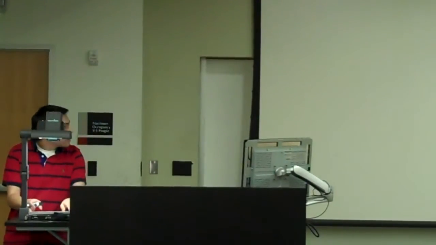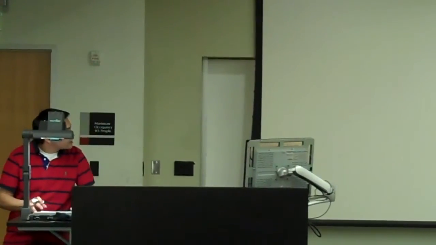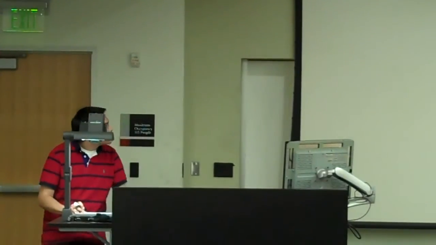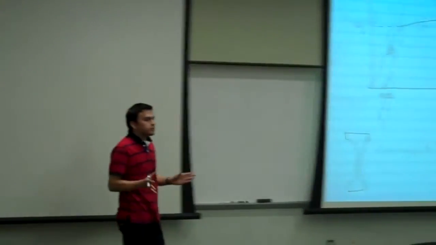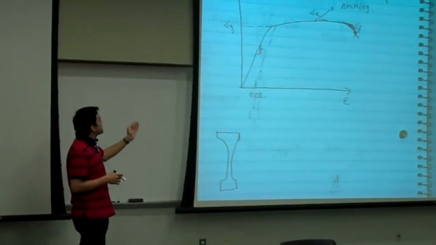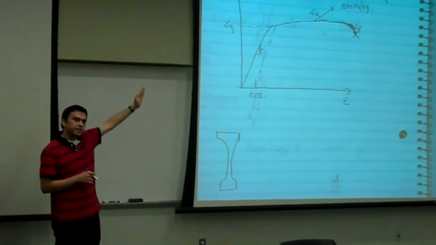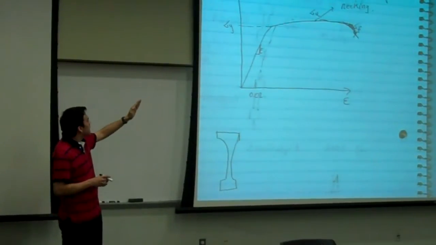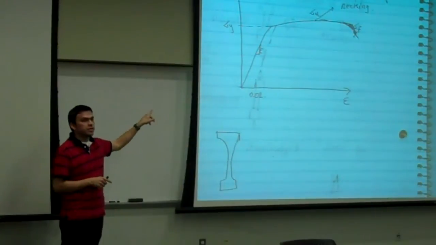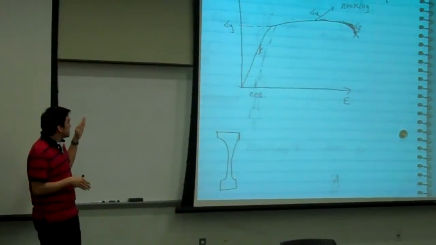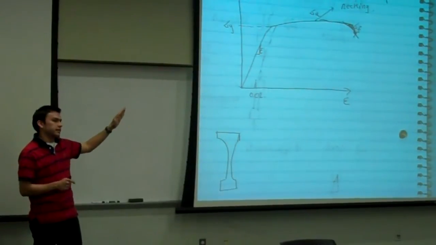What we obtain after getting all the values from the test is basically the stress-strain curve. So the first part of the curve is the straight line. What you can observe there is that the slope, which is E, that you see in the graph, is a straight line. We can consider that as a straight line.